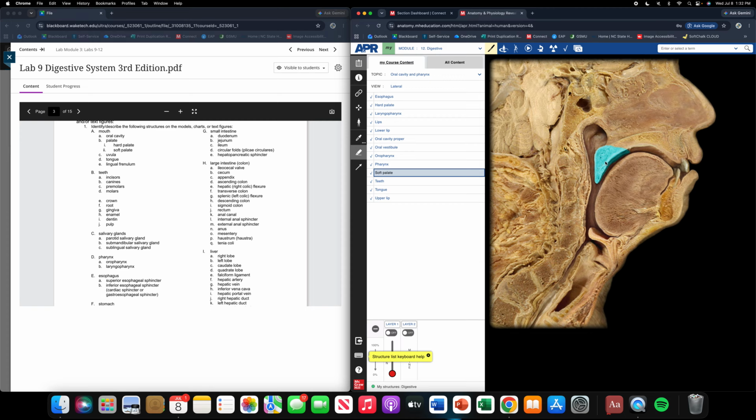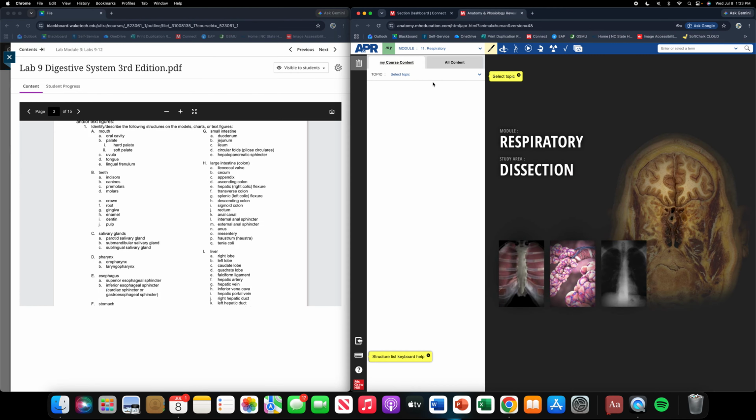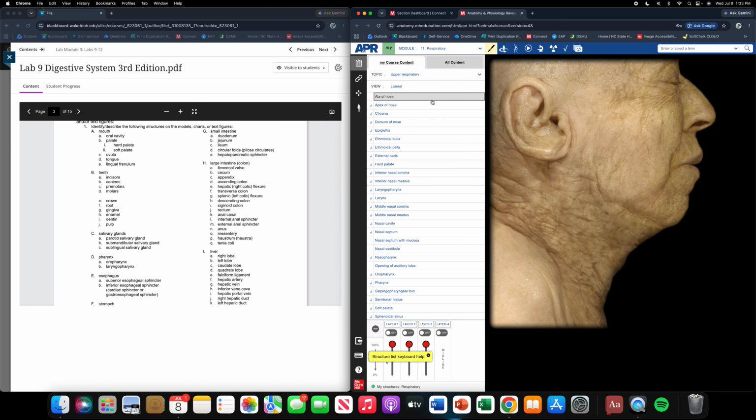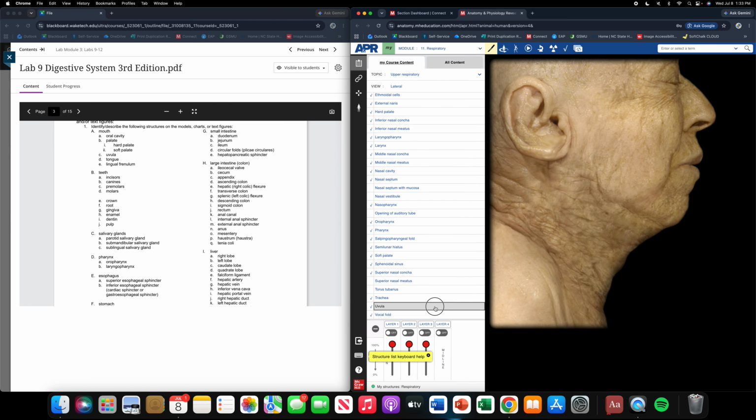The soft palate includes this structure called the uvula, which I cannot highlight here. We'll be able to probably in the respiratory one. So let me jump into respiratory real quick, for respiratory and our uvula.